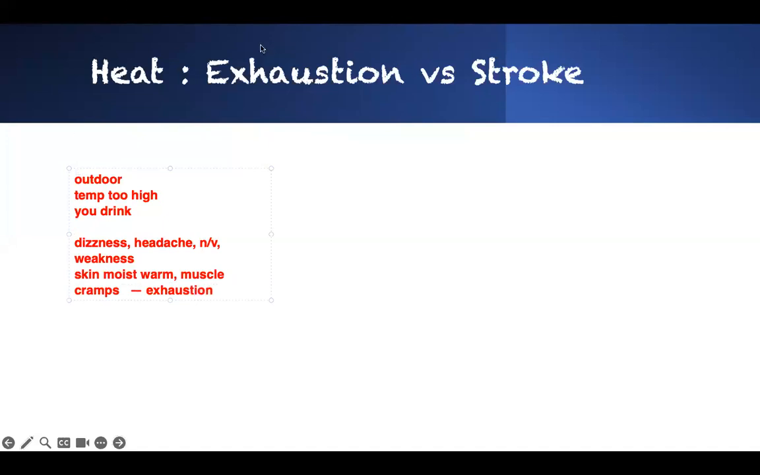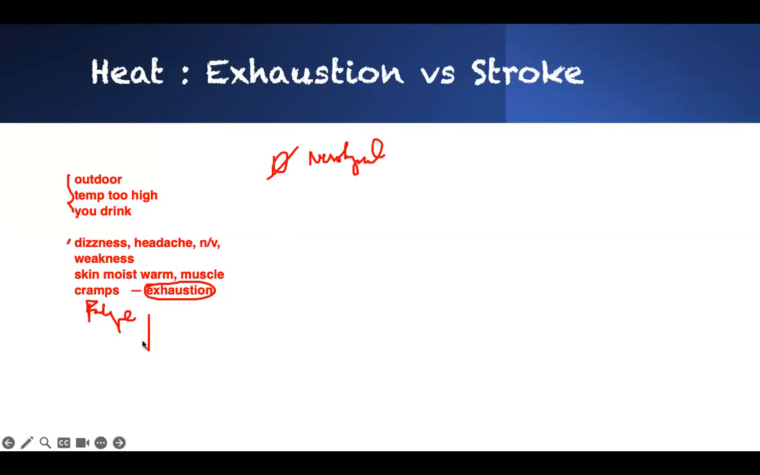That is different. Remember, look at the signs and symptoms. It's almost like dehydration. But they go outside, and they have all these signs: dizziness, headache, nausea, vomiting, weakness, skin is moist, and muscle cramps. Basically, they're on fire, they get fatigue. All of this is heat exhaustion. There is no neurological problem. That is the key, neurological.